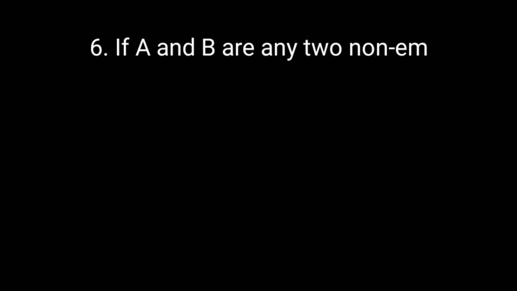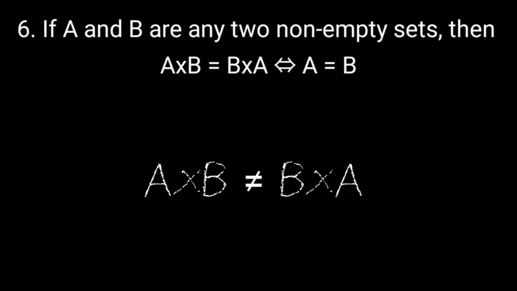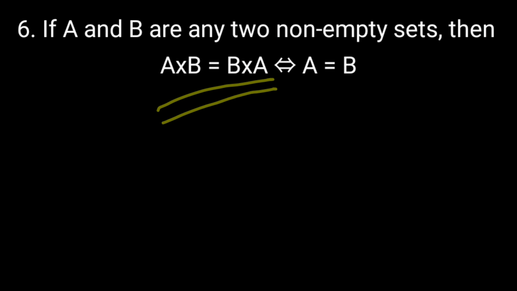The next one is if A and B are any two non-empty sets, then A cross B is equal to B cross A implies that A is equal to B, which means actually the Cartesian product of two sets is not commutative, that is A cross B is not equal to B cross A. In any case, if A cross B and B cross A are equal, we can conclude that those two sets must be equal and vice versa.